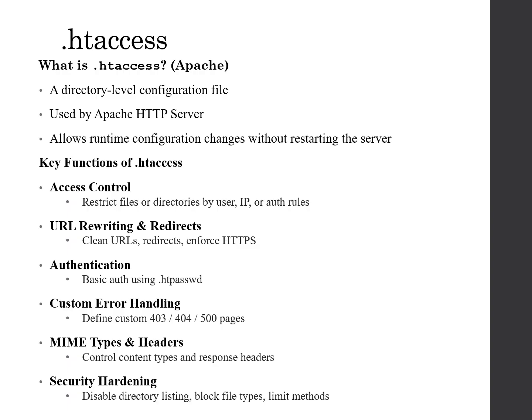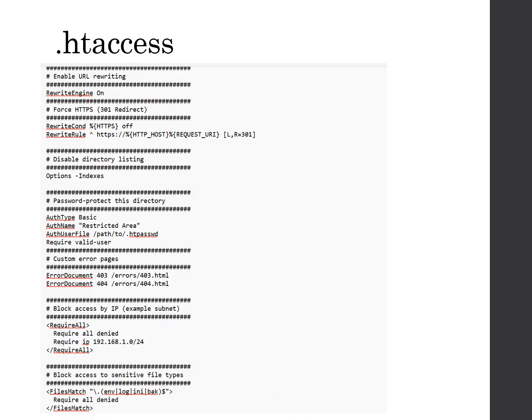You also can have authentication where you can have passwords in here. So you can actually have usernames and passwords, which is very common for websites. Then you have basic authentication, or the custom error handling that you can also put in here. So define custom errors based on the pages you want it to show, as well as content types with MIME types and headers. And then finally, security hardening. You can disable directory listings, block file types, and limit methods for how you can access these. And this is an example of a configuration file showing this. So we can see with the rewrite engine on, it will actually rewrite different pages.